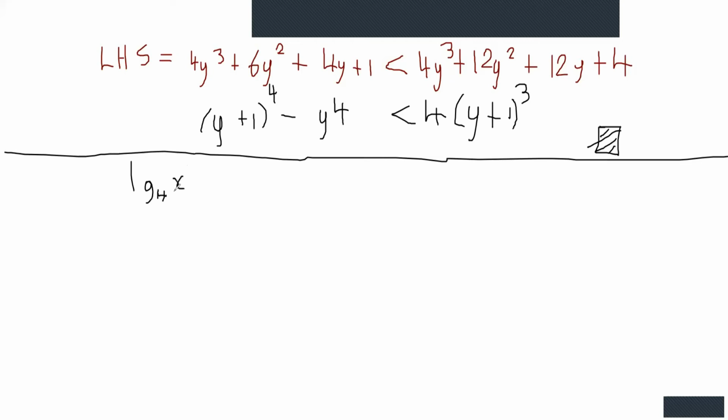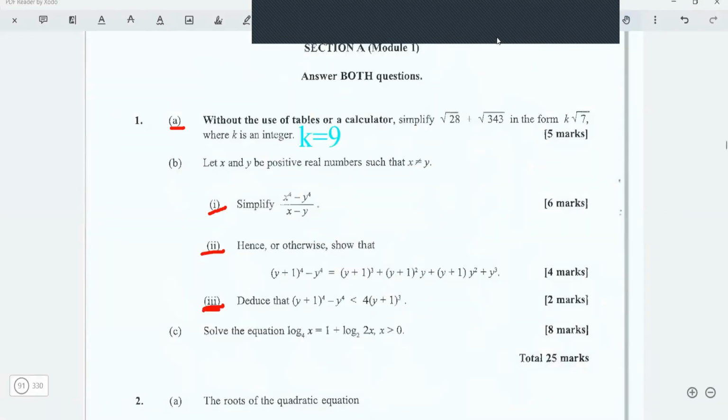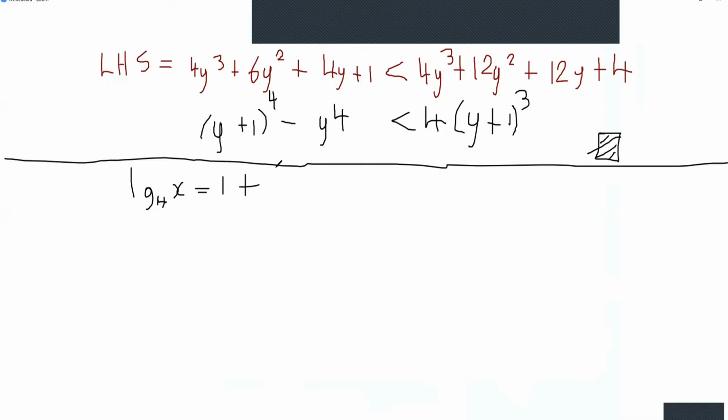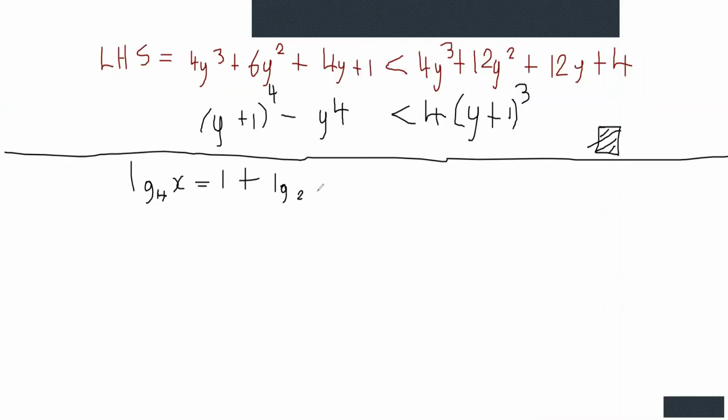It paused because I was looking back at the question. Equal to 1 plus, can't remember, let's look back at it. 1 plus log to base 2 of 2x. So this is what we want to do now. Working this out, we can change the base from 4. Remember we did change of base today, it's log to base 10 of x. Well, we don't have to change it to base 10, change it to base 2. Log to base 2 of x divided by log to base 2 of 4.